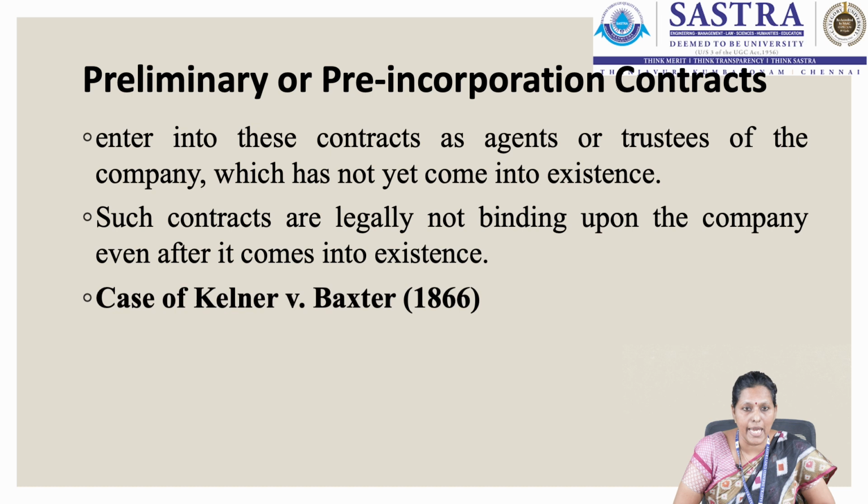Let's look at the case of Kellner versus Baxter. Kellner entered into a contract with Baxter before the company was formed. He entered into a contract for the formation of the company. In the particular contract, the contract was signed by Kellner. It was written as if he is signing for and on behalf of the company. Kellner failed to perform the contract.